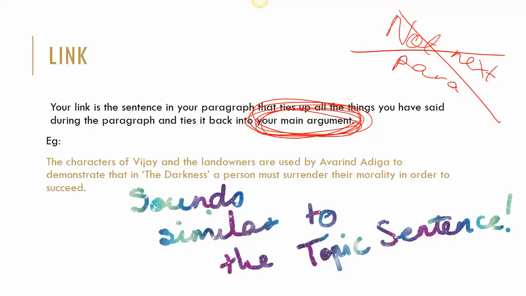So here's my example. This is all with the same paragraph. The characters of Vijay and the landowners are used by Arvind Adiga to demonstrate that in the darkness, a person must surrender their morality in order to succeed. Again, with the keywords. And it sounds very similar to the topic sentence because it should, because they're saying the same thing. So if you've ever got stuck and you were like, I don't know what to write for this link sentence, I'm totally screwed, go back to your topic sentence, read it, reword it, stick it at the end.